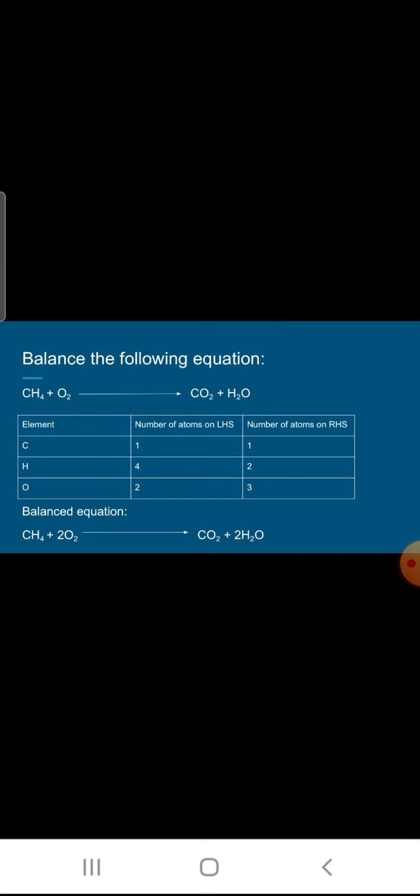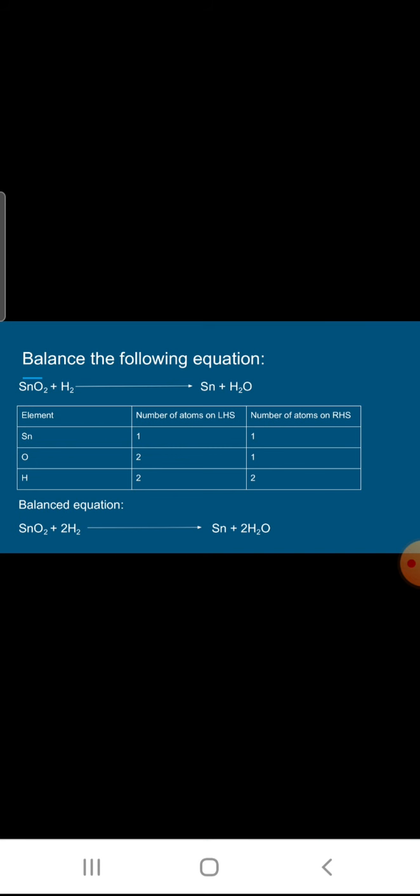Another example, tin oxide when heated with hydrogen gas will give out the metal tin and water vapor, that is H2O. Again here, first step, you need to write the unbalanced or skeletal chemical equation, that is SnO2. Sn is the symbol of tin. SnO2 plus H2, put arrow, write Sn plus H2O.